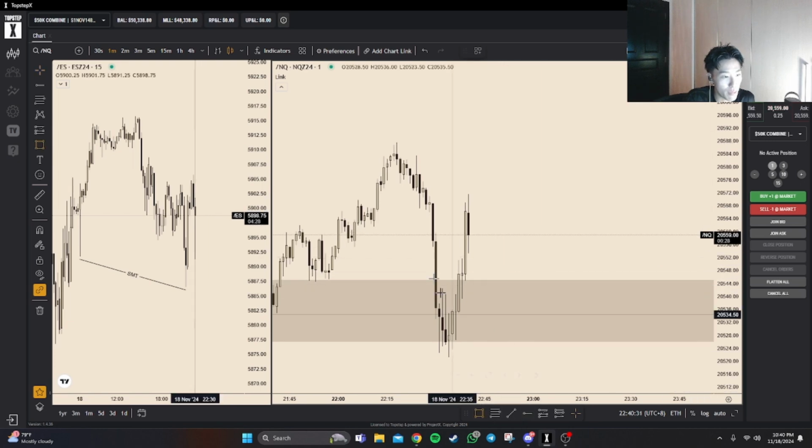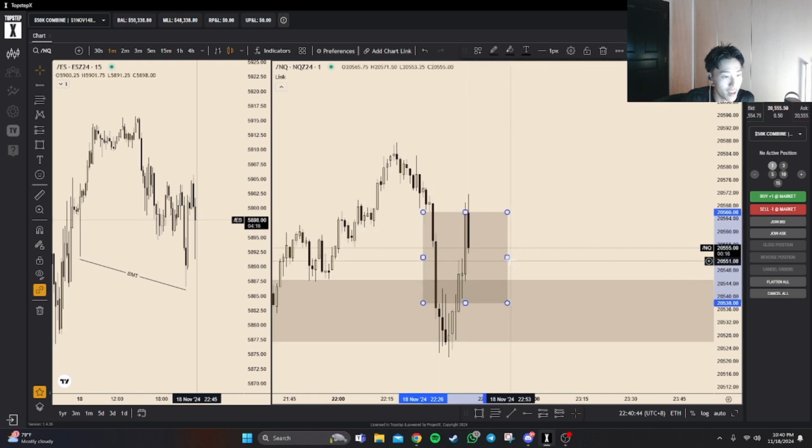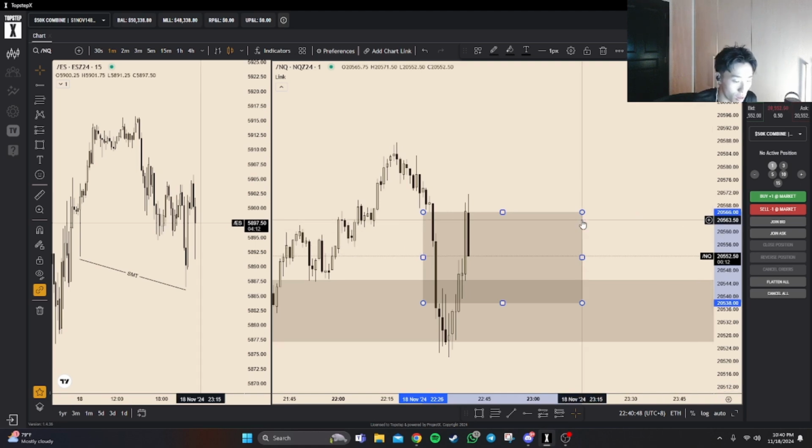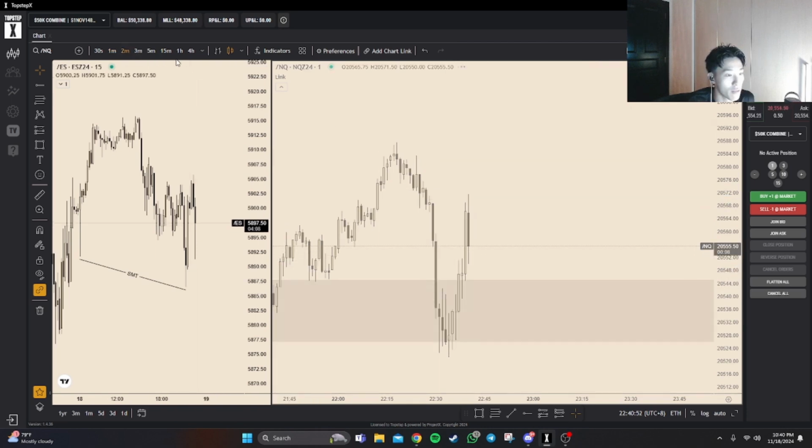So let's say if it closed below, I probably would get stopped out right now. It probably would close below this FVG, and if I want to expand it like that, look at that, that's a 30-point stop loss, which is no way, Jose.